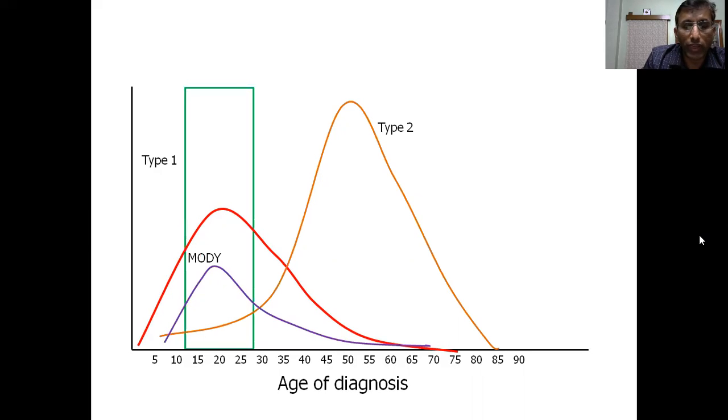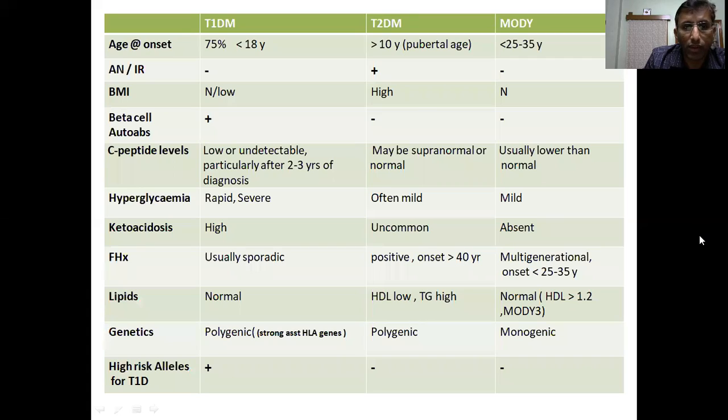Looking at this graph, we see there is overlapping of these three different types of diabetes during early and late adolescent age. So this is where some of the cases might present with atypical or overlapping features and can pose diagnostic challenges in our management. Before I go to the case scenarios, I would like to brush you through the common or usual clinical features and biochemical parameters which we use to differentiate between type 1, type 2, and MODY.